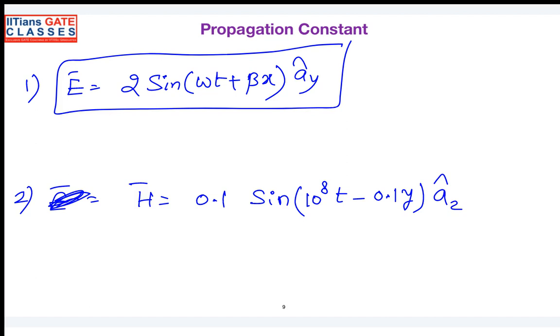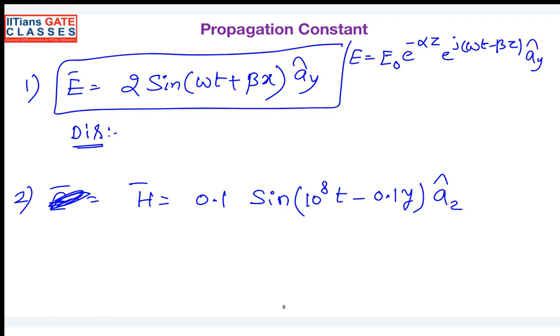So for the first one, what is the direction of propagation? Negative x. Reason? Sir, it's omega t plus beta x. Fine, correct. Because if we compare with the previous equation, whatever I have given, it is of this form. If you have any doubt, you always compare with the uniform plane wave. So this is the equation for electric field which is propagating in that direction.